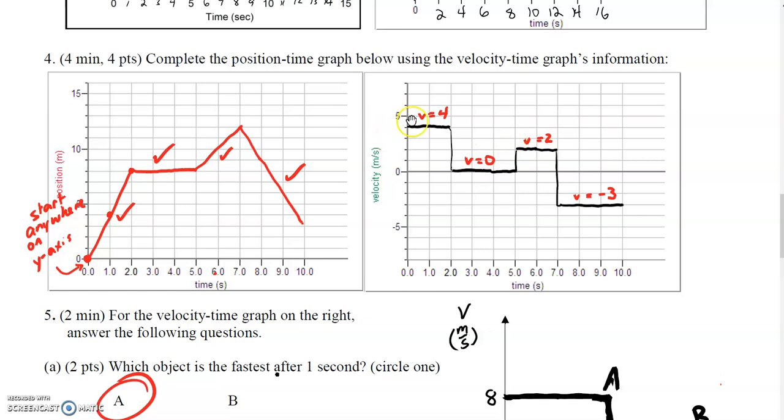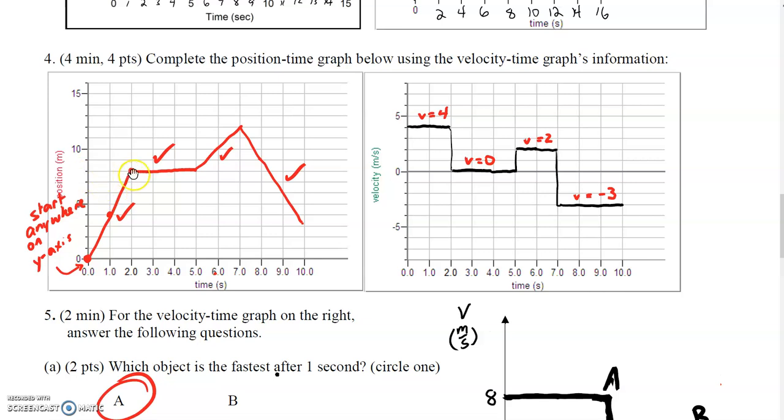Doing the opposite, starting from a velocity-time graph and going back to position-time, one of the key confusion points here is where do we start? We can always just start at 0, but it doesn't matter where you start. What matters is what we do from there, meaning the slope. So we have a slope of 4. So I did up 4 over 1, up 4 over 1 for the first 2 seconds.